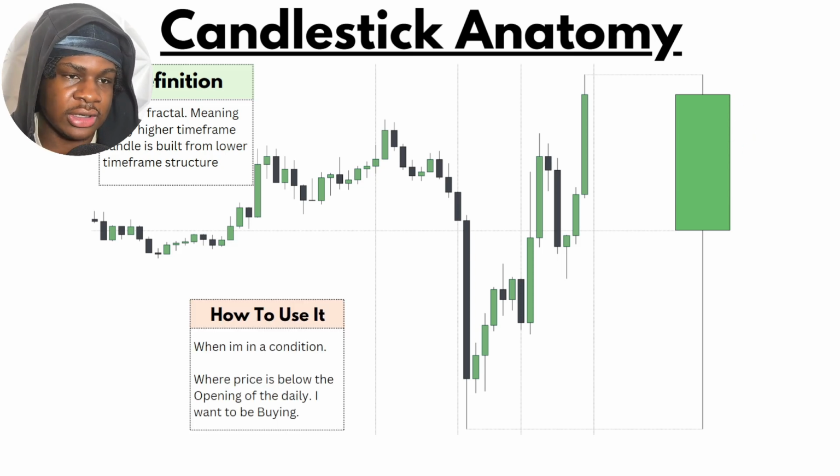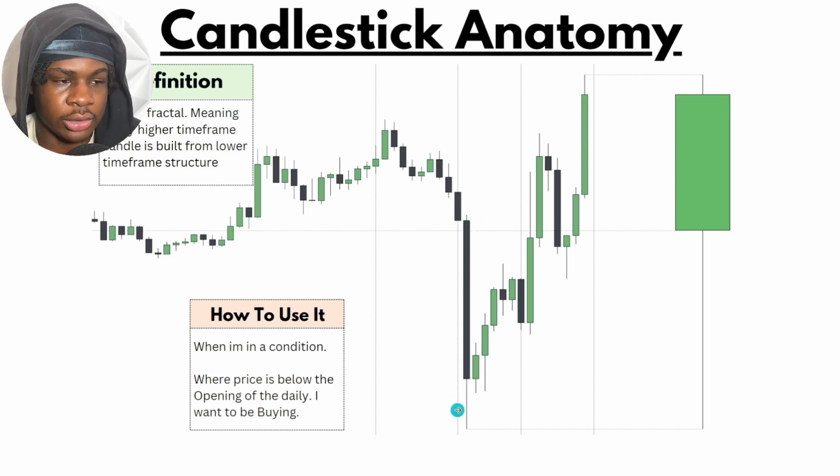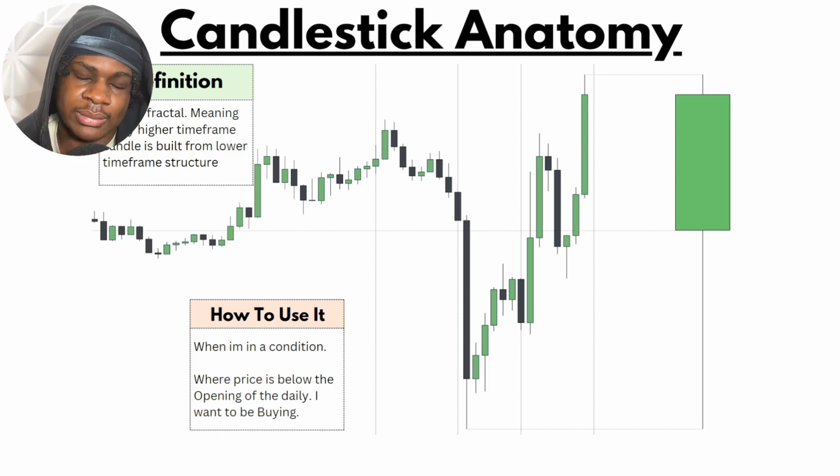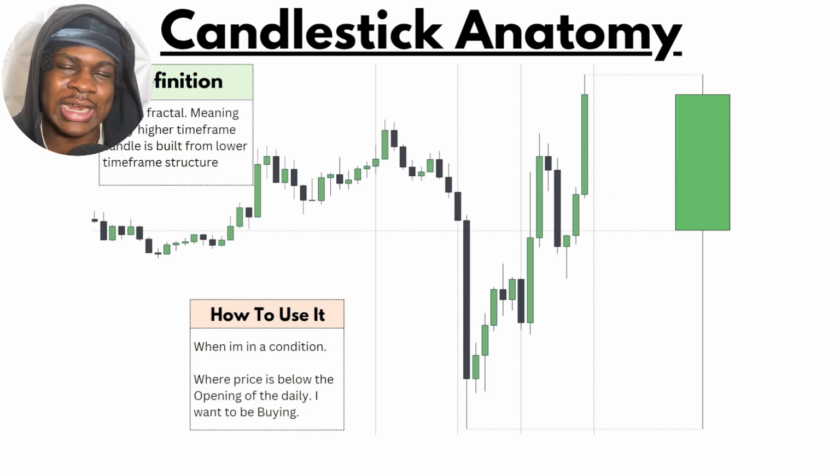And how we use it is when we want to be looking for buy positions. So obviously this would be a manipulation lower. We want to be buying below the opening price of this daily candlestick. It doesn't make sense to be buying or selling at any random lows or highs inside the marketplace. We need underlying context, and this gets us into our next lesson.